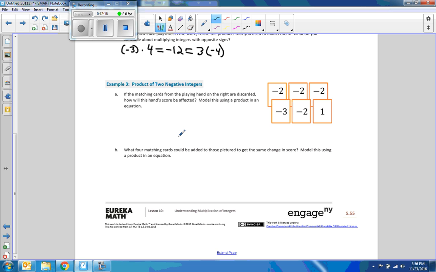Example 3. If the matching cards from the playing hand on the right are discarded, how will the hand's score be affected? Model this using a product in an equation.